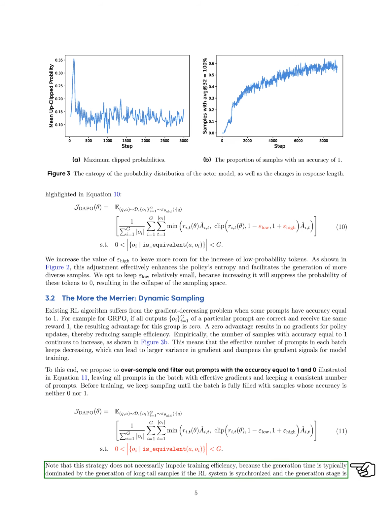This strategy does not hinder training efficiency, as the generation time is often dominated by longer samples, and we find that dynamic sampling leads to faster performance.